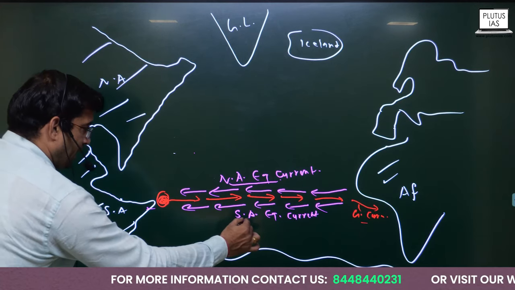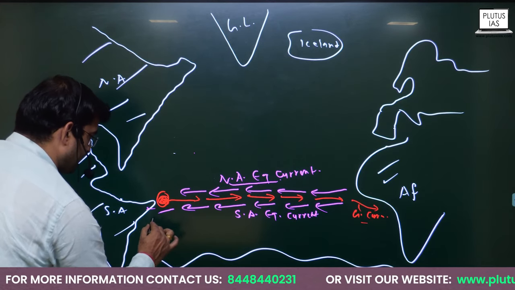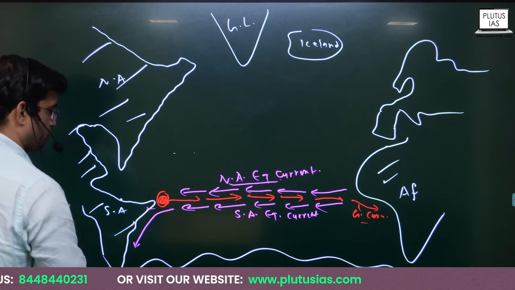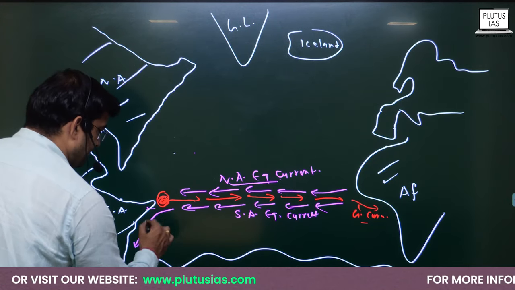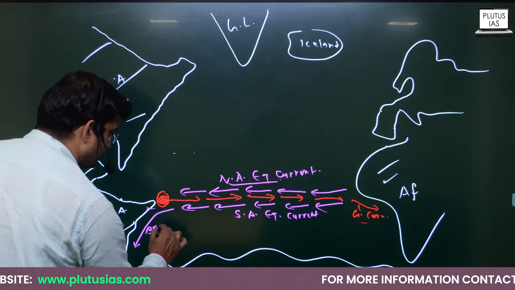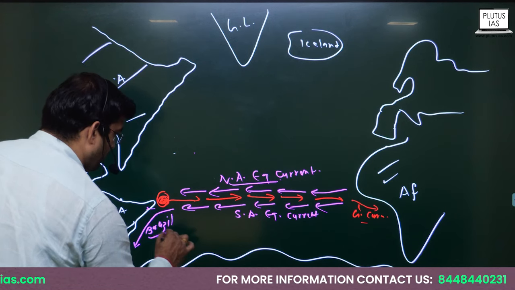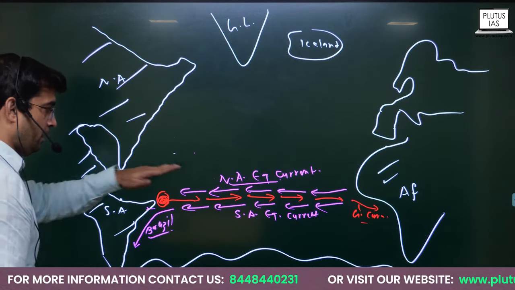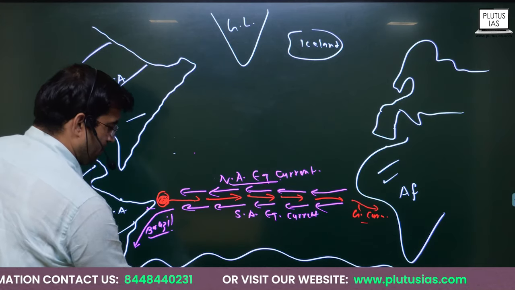The South Atlantic Equatorial Current follows the route near the coast of Brazil, and that is why it is called the Brazil Current. It is a warm current that flows near the coast of Brazil. What about the North Equatorial Current?